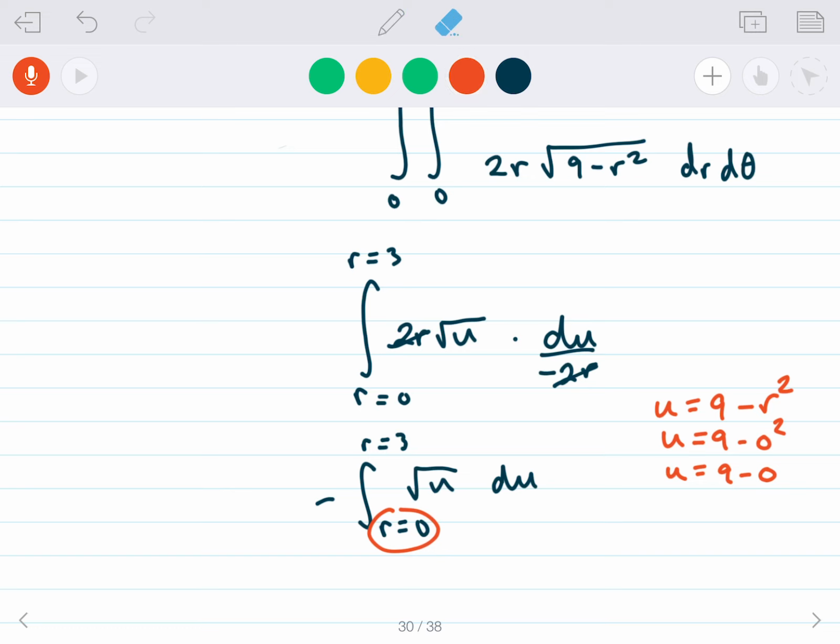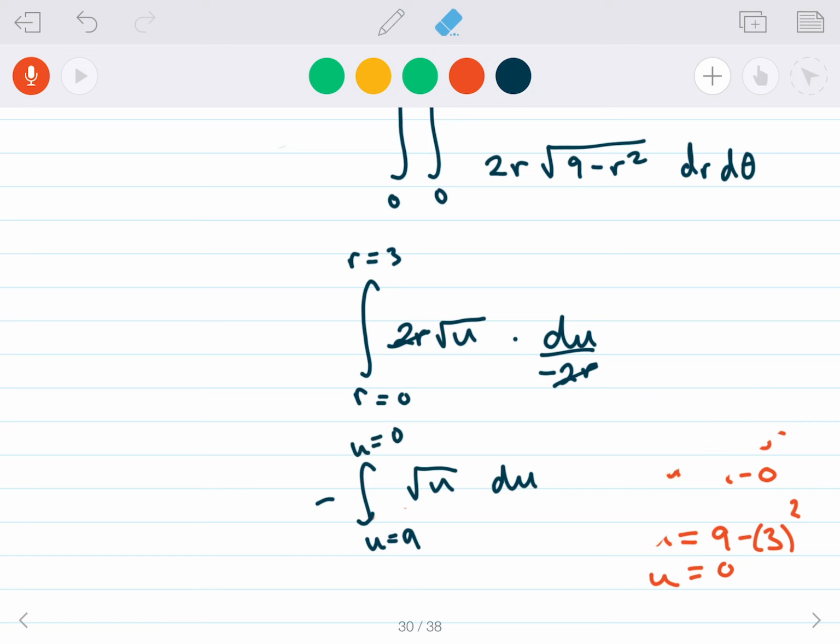Alright, so let's change that because I'm integrating with respect to u. So this is going to be u equals 9. And likewise up here, when r equals 3, I want to change that in terms of u. So instead of r equals 3, well, u equals 9 minus 3 squared. That becomes u equals 0. So these are my new bounds here that I'm going to use. Alright, so let's go ahead and integrate this thing now.